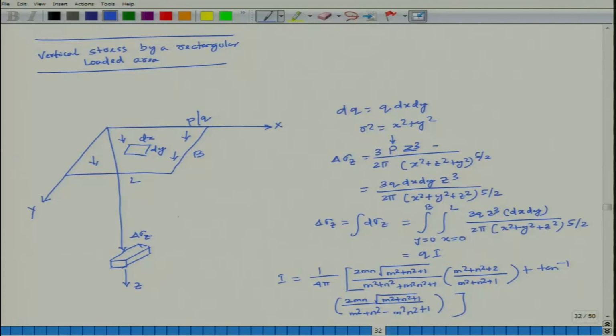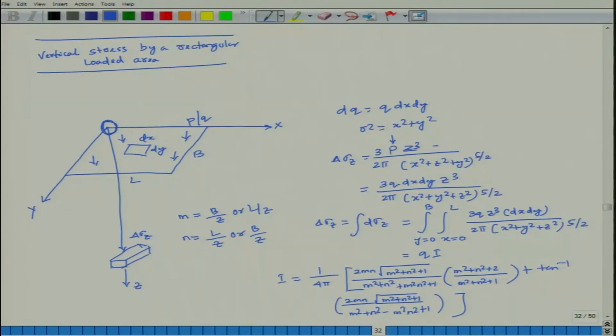Here m is equal to either b by z or L by z, whichever way you take; whether you put L here and b there or b here and L there does not matter. n is equal to either L by z or b by z. The entire chart is given. So, for a rectangular loaded area, what is the increase in vertical stress at a point at the corner below it? You can superimpose, and you can also find it at the center. These charts are allowed for examinations.